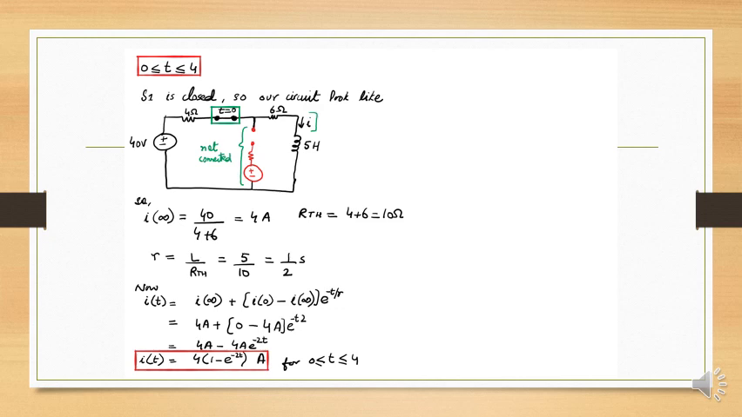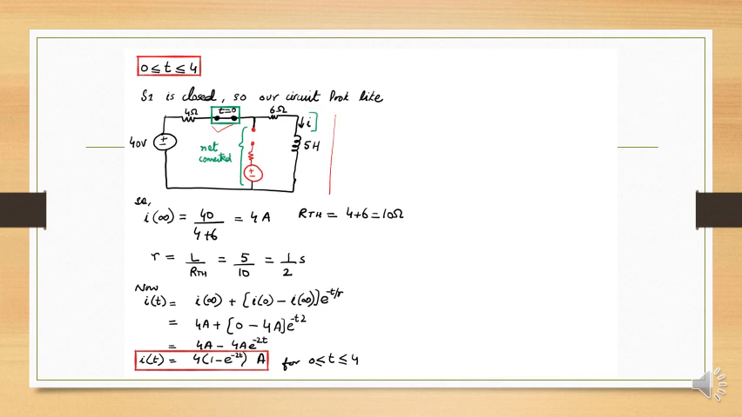Now between 0 and 4, this switch is closed, but this is again open. Why? Because we are reaching the limit 4. We are not at the limit 4, we are just reaching there. We have to find the value before we reach t equal to 4, right? So this is open and this is closed. So i of infinity is this 40 initial voltage divided by these two resistor values. And as we know, if we apply a steady voltage source, our inductor will act as a short.